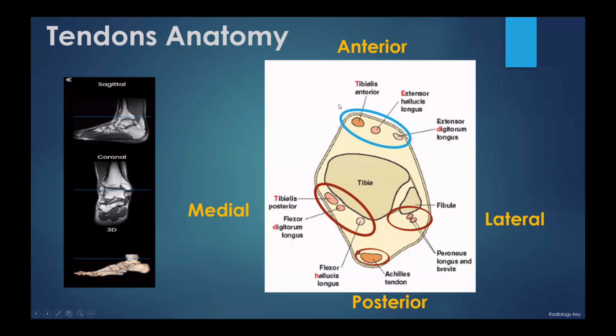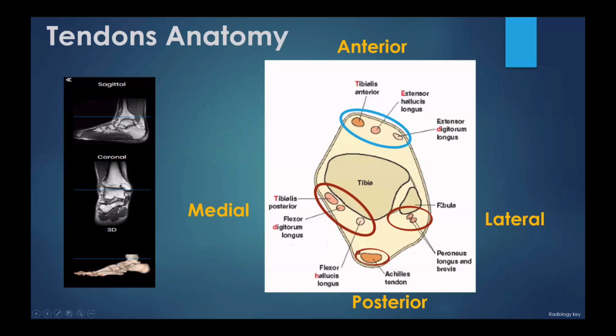So in the anterior compartment, we have the extensor tendons. Starting from the medial aspect, it's tibialis anterior tendon, extensor hallucis longus, and extensor digitorum longus. In the posterior aspect, we have the Achilles tendon. On the medial or posteromedial aspect, we got the flexor tendons, which are the tibialis posterior tendon, flexor digitorum longus, and flexor hallucis longus. And on the lateral aspect, I got the peroneal groups, which are peroneus longus and brevis.